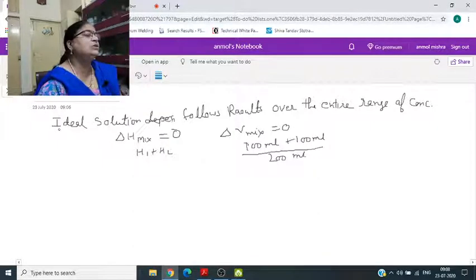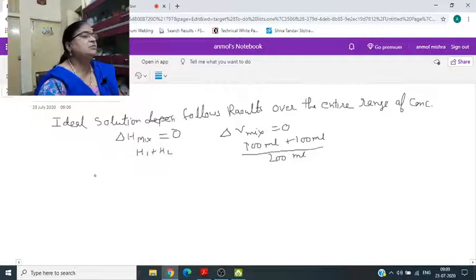So what is an ideal solution? Ideal solutions are those solutions which follow Raoult's law over the entire range of concentration, and when we mix the two solutions, there will be no change in the total, the sum will be equal. If it is 100 and 100, the total is 200, the same. You can take an example.